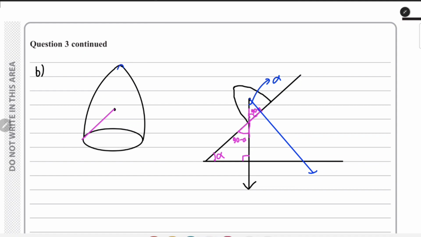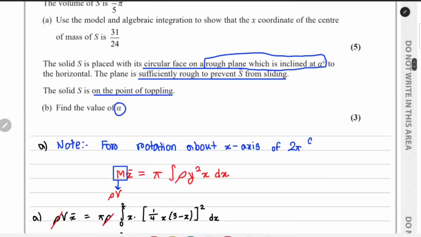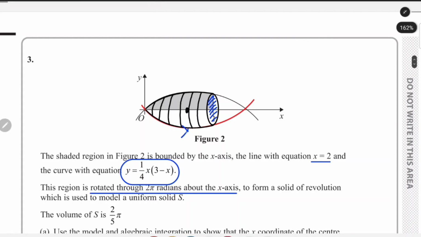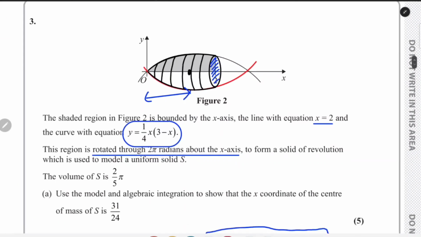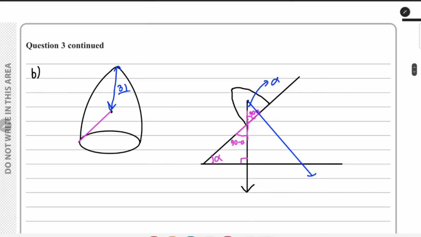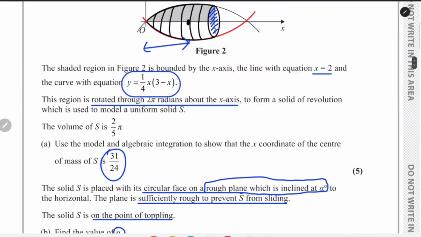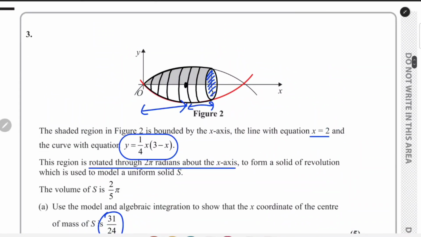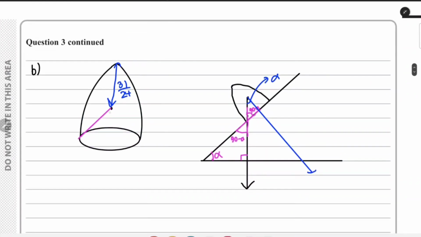We know that this distance is basically the x coordinate of the center of gravity of the shape. So we know this from part A, which is 31/24. So this is 31/24. The whole of the length is 2. So if this is 31/24, this section over here will be 2 − 31/24, or 17/24. So this section will be 17/24.